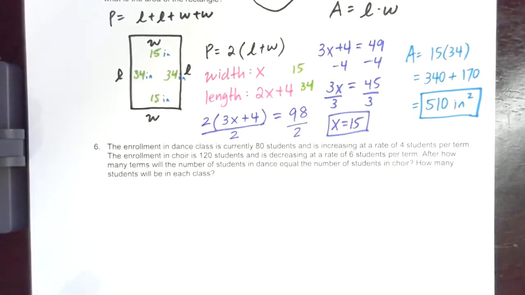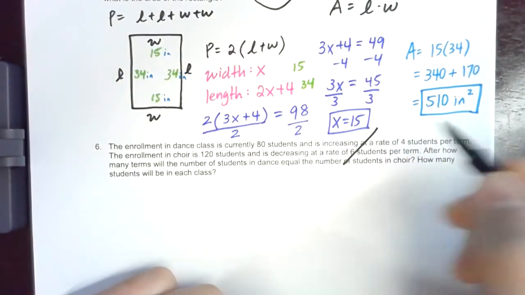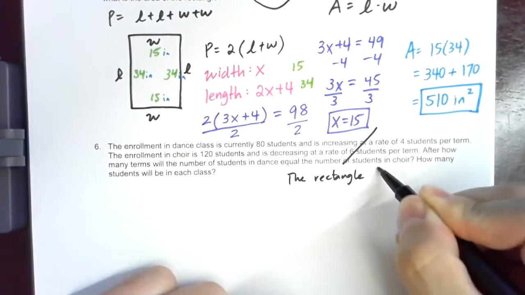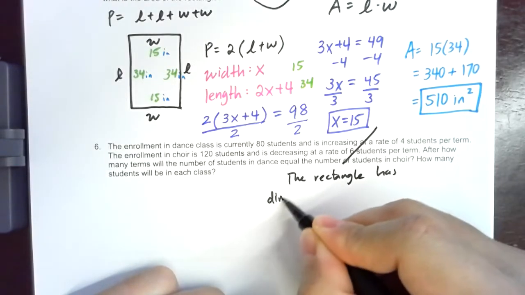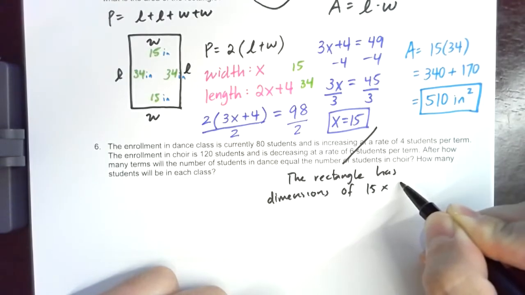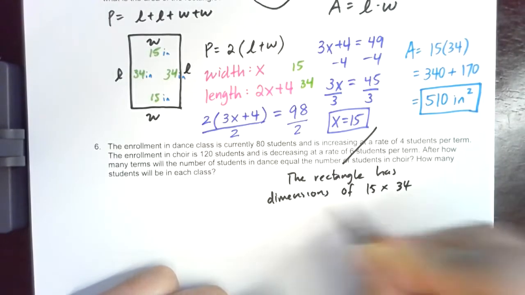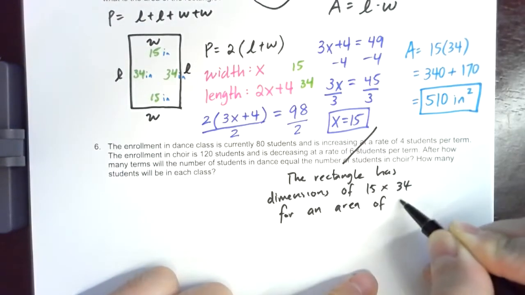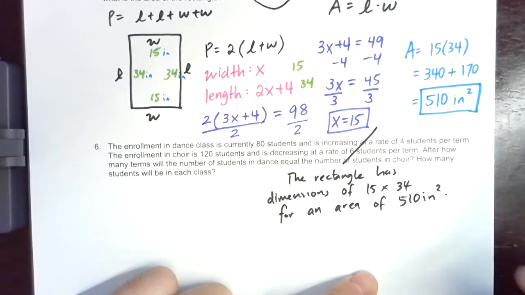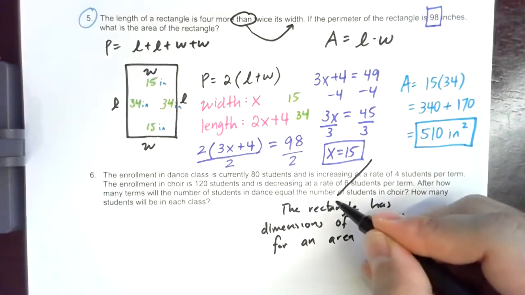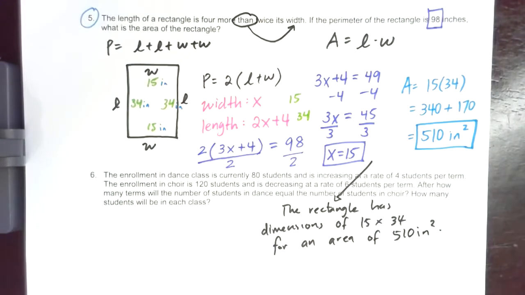And then you have to write your answer in a complete sentence. So I'm going to say the rectangle has dimensions of 15 by 34 for an area of 510 inches squared. And that's like the perfect, best possible answer you could provide.